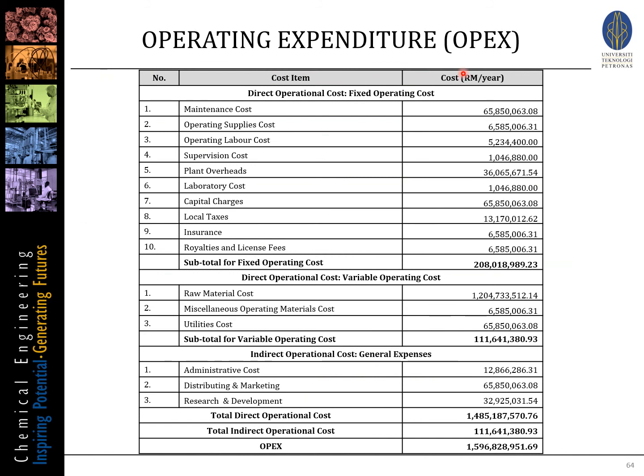Now I would like to talk about the operating expenditure, the OPEX. Basically, OPEX can be divided into fixed operating costs, variable operating costs, and general expenses. The total OPEX for this project is about 1.6 billion ringgit Malaysia.